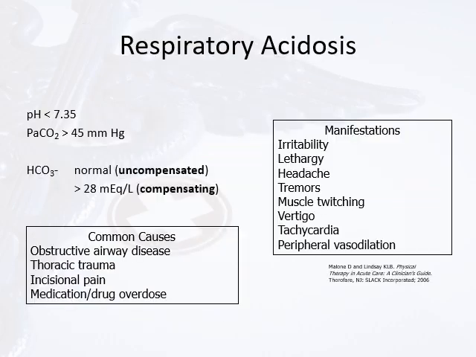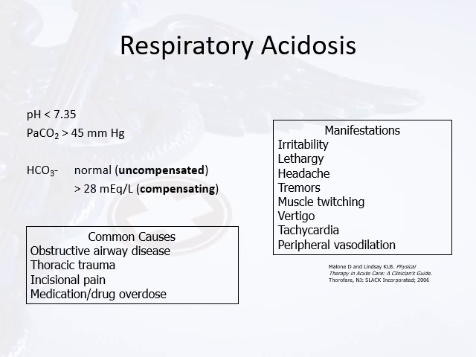So when we have someone in respiratory acidosis, we have someone with a pH of less than 7.35 and a PaCO2 of greater than 45 millimeters of mercury, with either a normal bicarbonate level if the kidneys have not started to compensate yet, or a bicarbonate level of greater than 28 milliequivalents per liter if the patient is starting to have some sort of metabolic compensation for this.